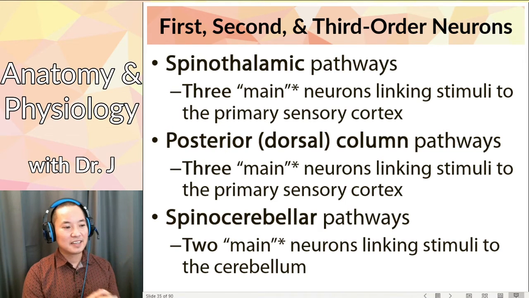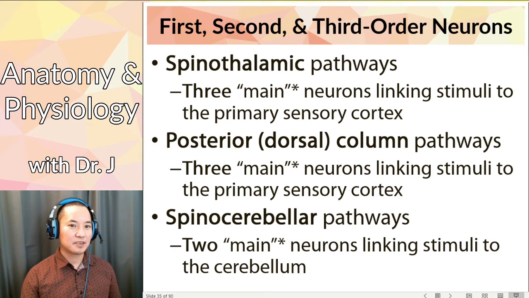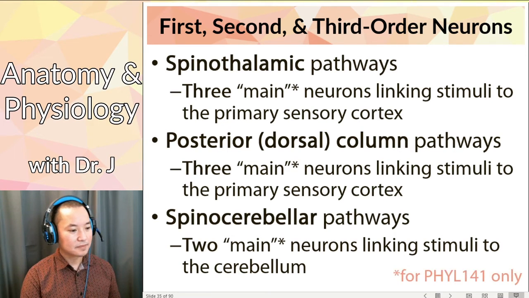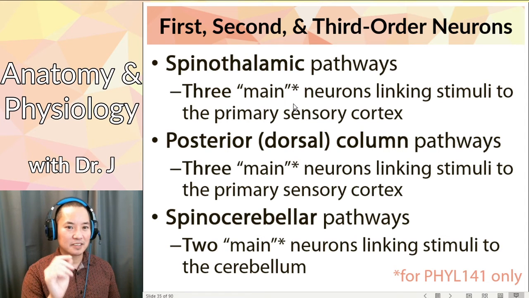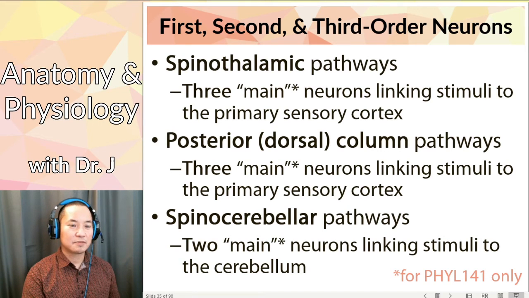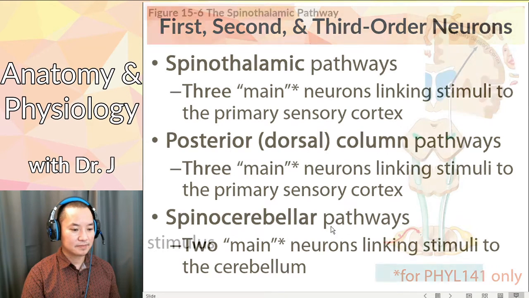But when I say main, there are three neurons in the spinothalamic and posterior column that run most of the length, going from the receptor all the way to the CNS. And then for the spinocerebellar, there are two main neurons that make up most of the length, going from stimuli to the cerebellum. Again, I don't know if Dr. Merritt does test on those small other interneurons, but when you see first, second, and third, it means the neurons that run most of the length, going from stimuli to the sensory cortex or the cerebellum.